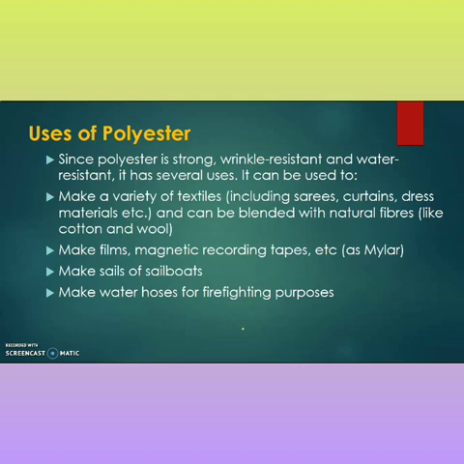Uses of polyester. Since polyester is strong, wrinkle resistant and water resistant, it has several uses. It can be used to make a variety of textiles, including saris, curtains, dress materials, and can be blended with natural fiber like cotton and wool. It is used to make film, magnetic recording tapes, etc. It is used to make sails of sailboats. It is used to make water hoses for firefighting purposes.